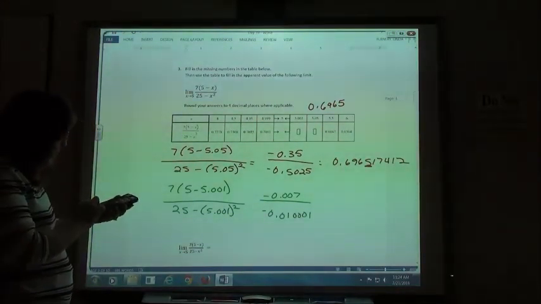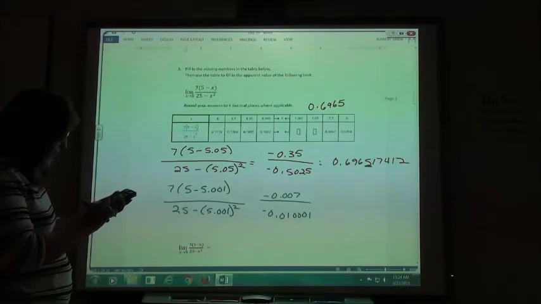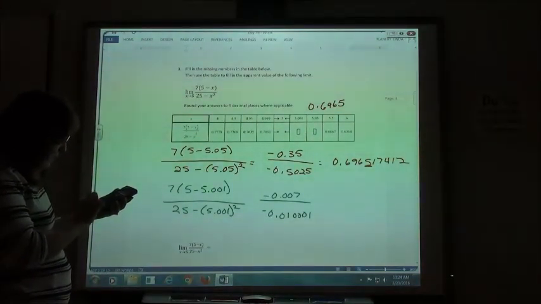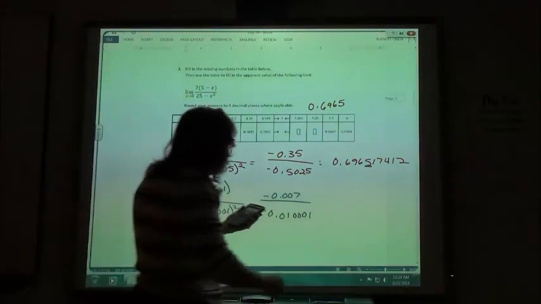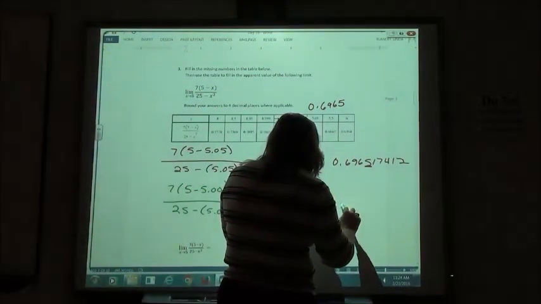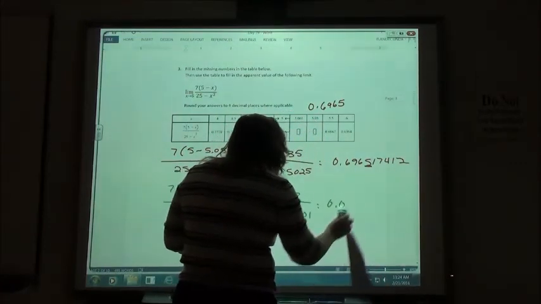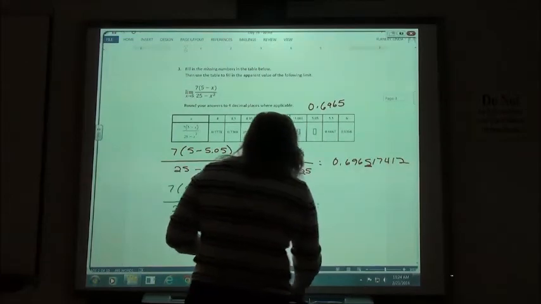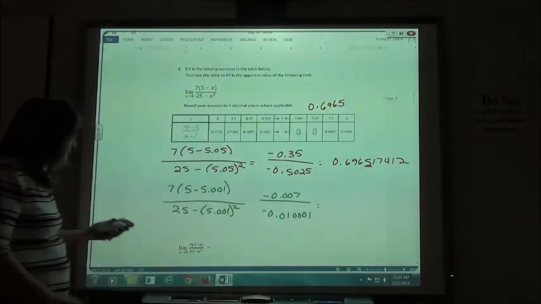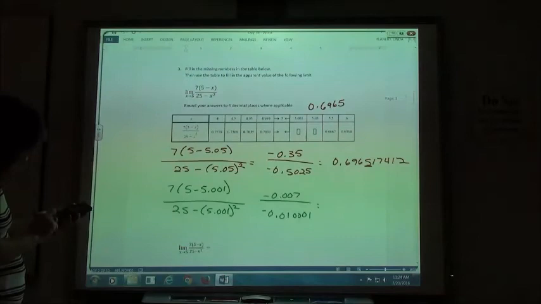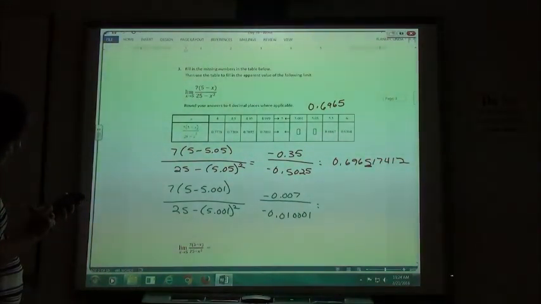So negative 0.007 divided by negative 0.10001 gives me 0.0, oops, something's not right. Let me check my calculations. I can tell I'm off because I'm not getting 0.69. 25 minus 5.001 squared gave me 0.01, 3 zeros and a 1.